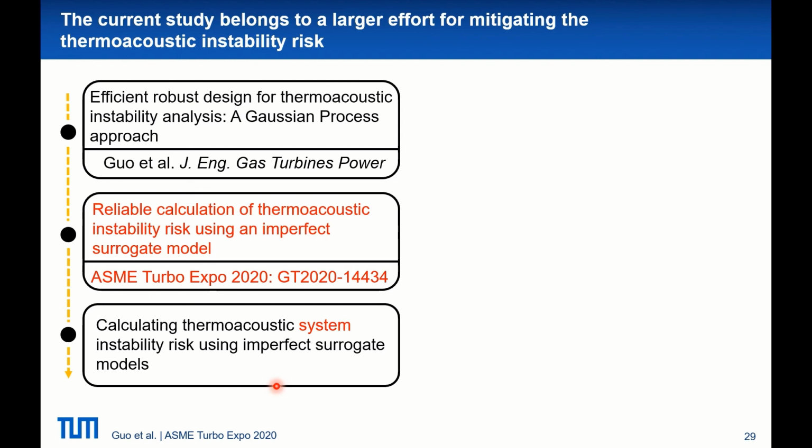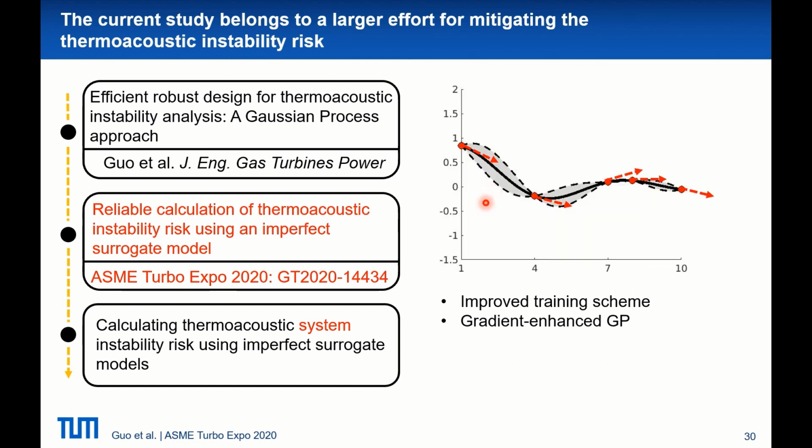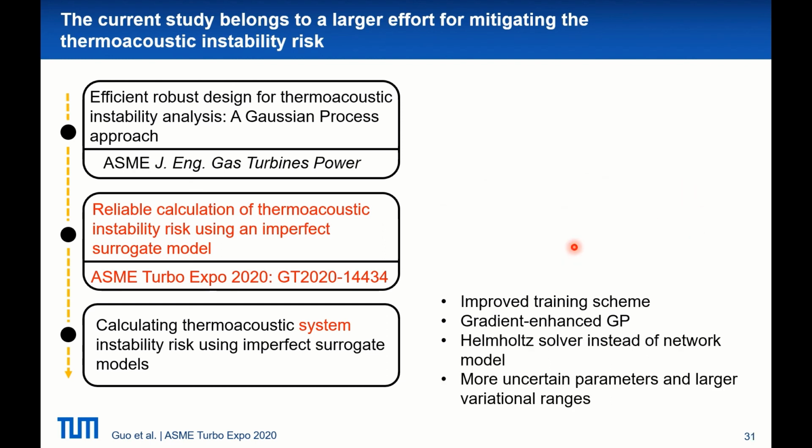Compared with our current study, this new study features several important improvements. First, we adopt a more intelligent sampling scheme that can track the system stability boundary. Secondly, we employ a gradient-enhanced GP to improve the training efficiency and accuracy. Here, the gradients are calculated by an adjoint solver. In addition, we have other improvements, including using more advanced acoustic solvers, more uncertain parameters, and larger variational ranges. We will submit this work to Combustion and Flame soon.